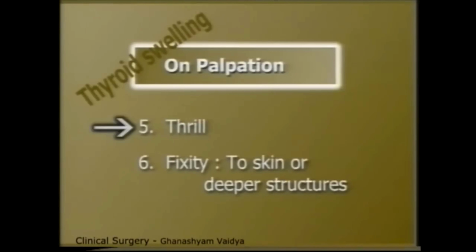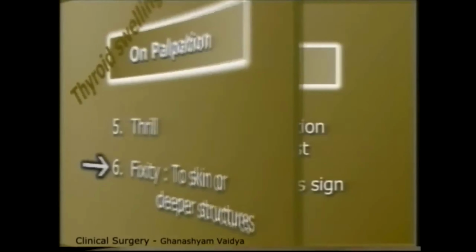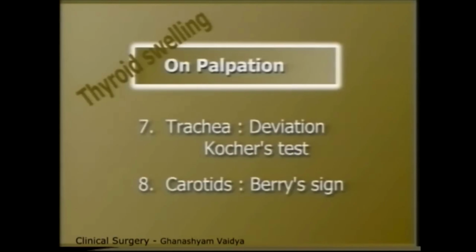Now look for a palpable thrill over the upper pole and for fixity to skin or deeper structures. Lastly, palpate the trachea and the carotids. Trace the trachea, look for deviation from the midline, and if goiter is large or bilateral, perform the Cocker's test. Lastly, palpate the carotids behind the posterior border of the swelling.